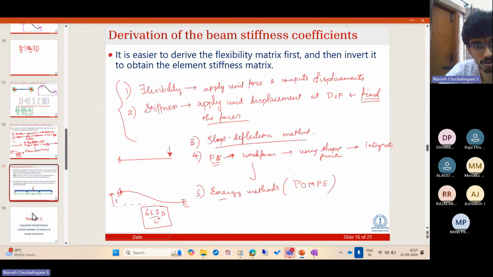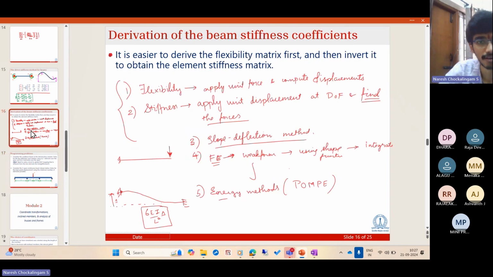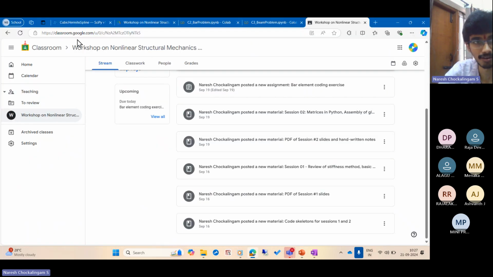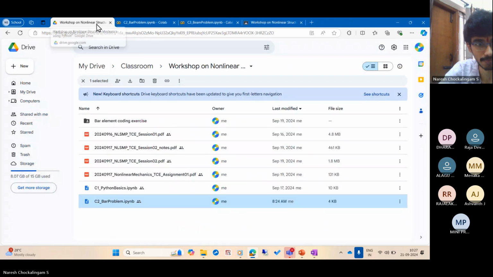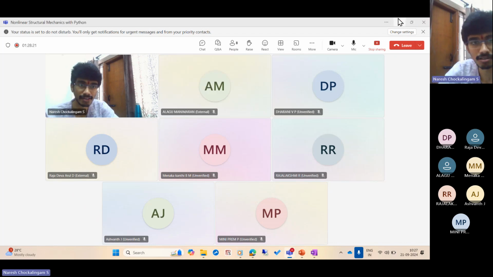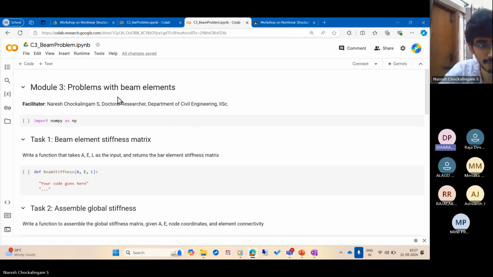So these are some programming problems. We'll now start coding them, right? So you can go to this. Any doubts here? No, sir. Okay.